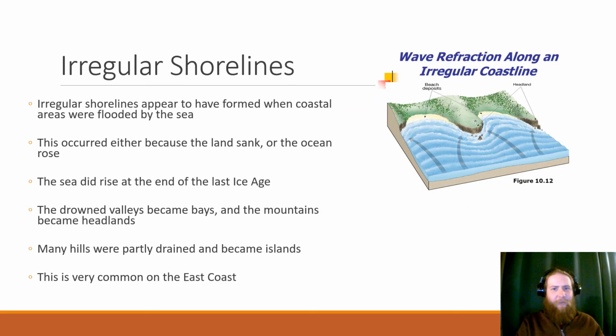All right, irregular shorelines. Irregular shorelines are formed when coastal areas were flooded by the sea. This occurs in two ways. A, the land sank, or B, the ocean rose. So the sea did rise at the end of our last ice age that we talked about last chapter. These drowned valleys became bays, and the mountains became the new headlands. So many hills became islands, and this is a very common occurrence on the East Coast. The beaches there aren't really set up very well yet because they're not very long. They're not very old.